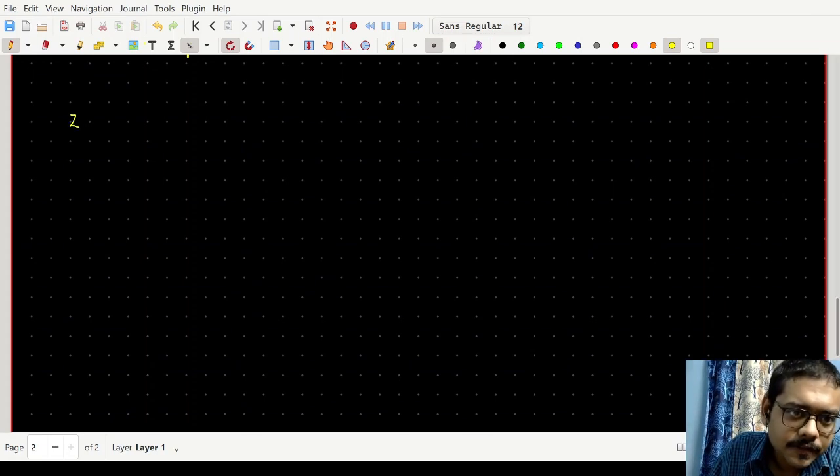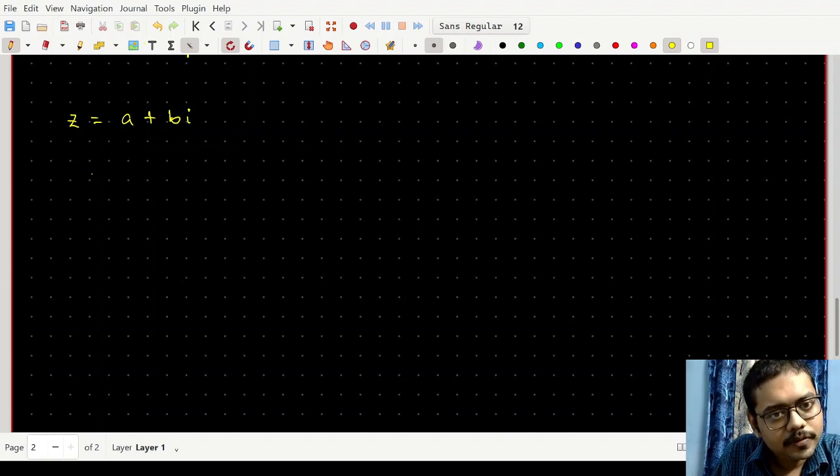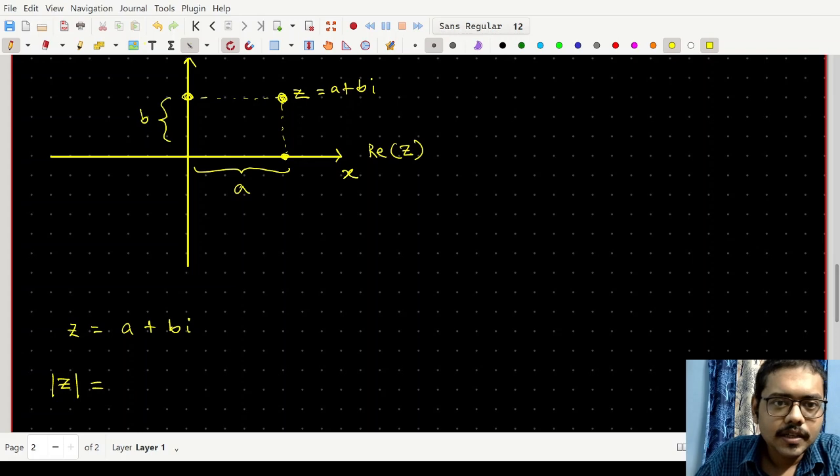Now that we have this complex number, what we will do, we need to find the modulus of this complex number. What is the modulus? If we look at the representation of this complex number in the Cartesian plane, the complex plane or the Argand plane, the distance of this point from the origin, that is the modulus.